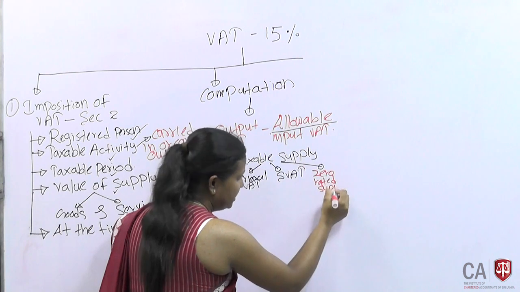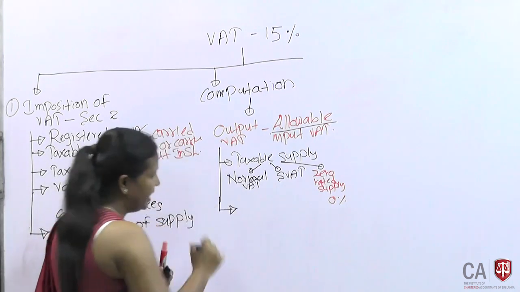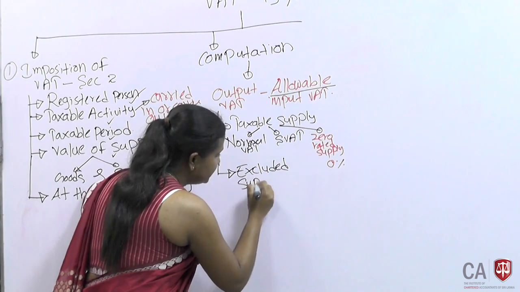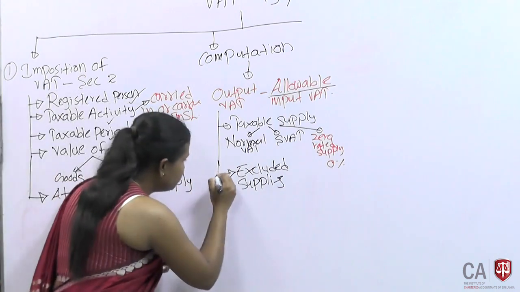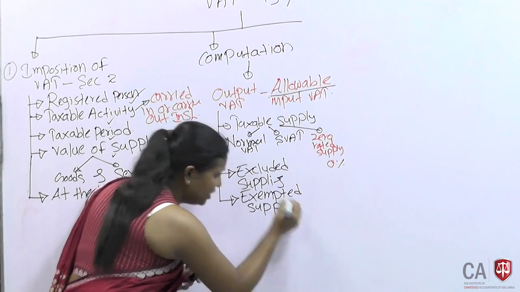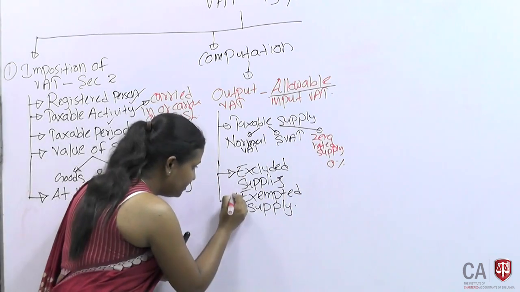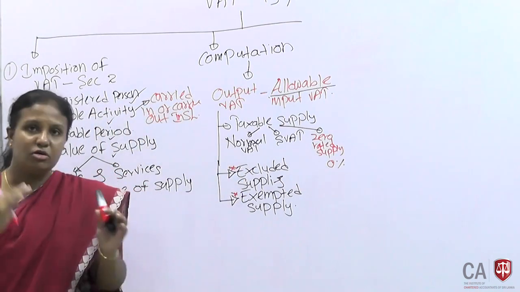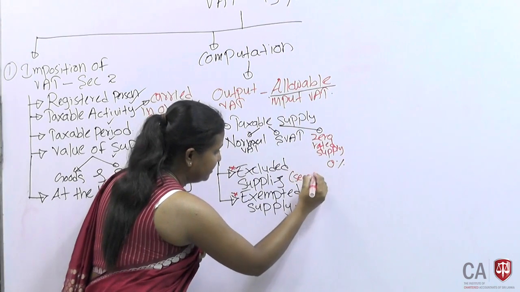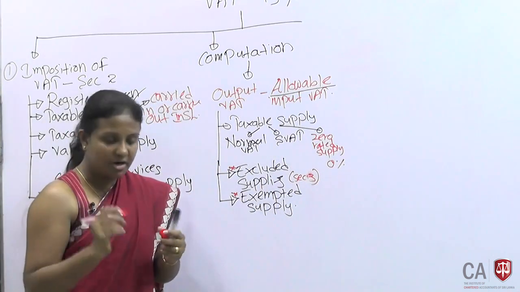Zero rated supply, the rate is zero. The rate is zero, but it is a taxable supply. Then when computing output VAT, you should have a solid knowledge of the excluded supplies as mentioned in section 3 of the act, and you should have a solid knowledge of the exempted supplies, because in your examination for this computation part, without this the examiner is not giving questions to you. Excluded supplies are in section 3 and the exempted supplies in section 8 and part 2 of schedule 1 of the Value Added Tax Act.